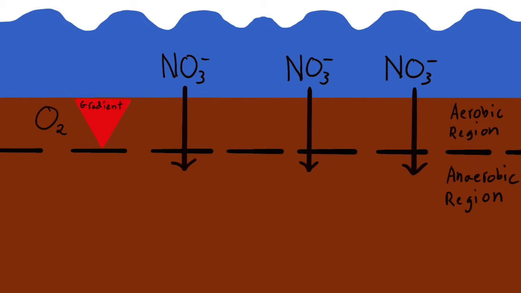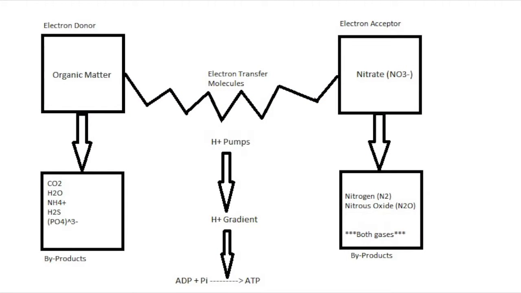In a process called denitrification, organic matter is used as an electron donor, transferring electrons stored on atoms within it via the electron transfer molecules to power the formation of a proton gradient within the cell, which is used to generate ATP, the energy currency of the cell.